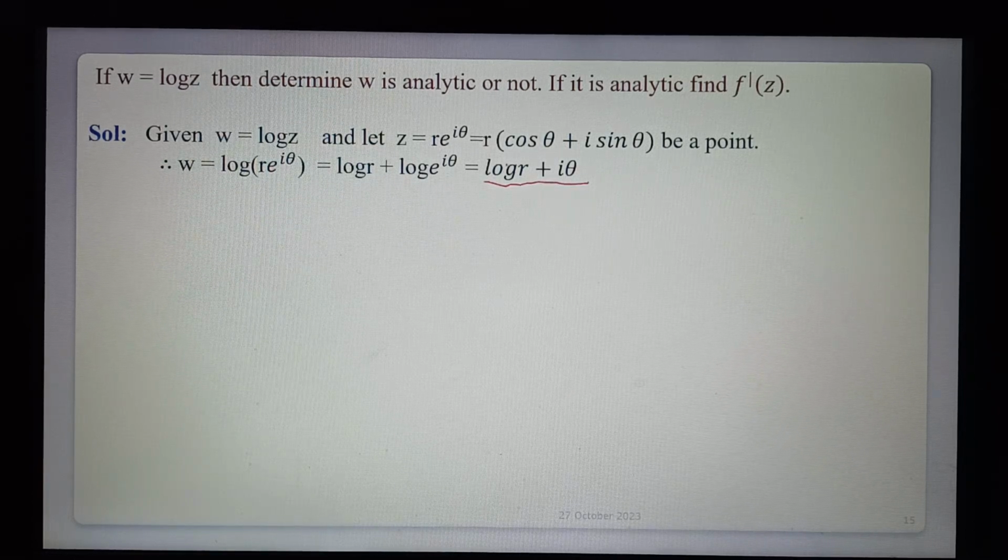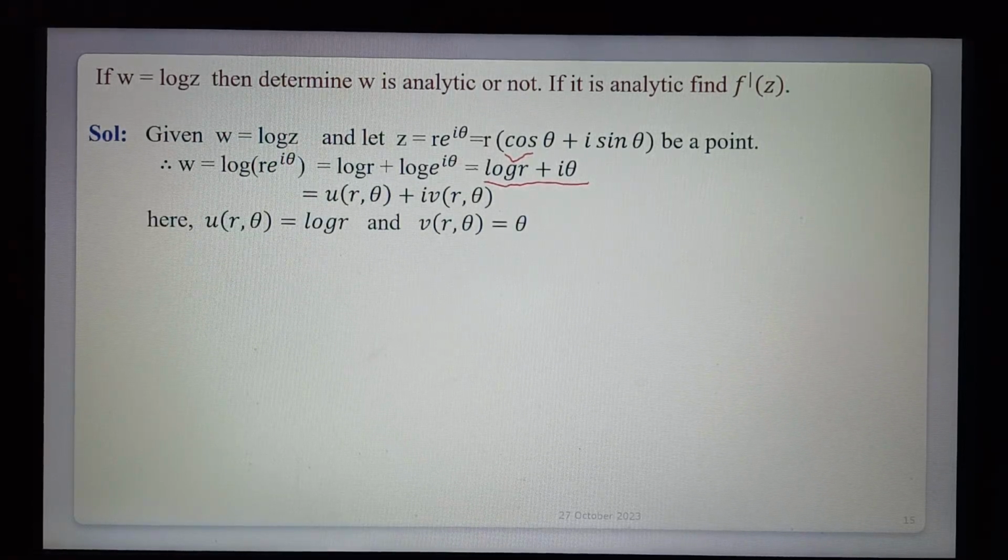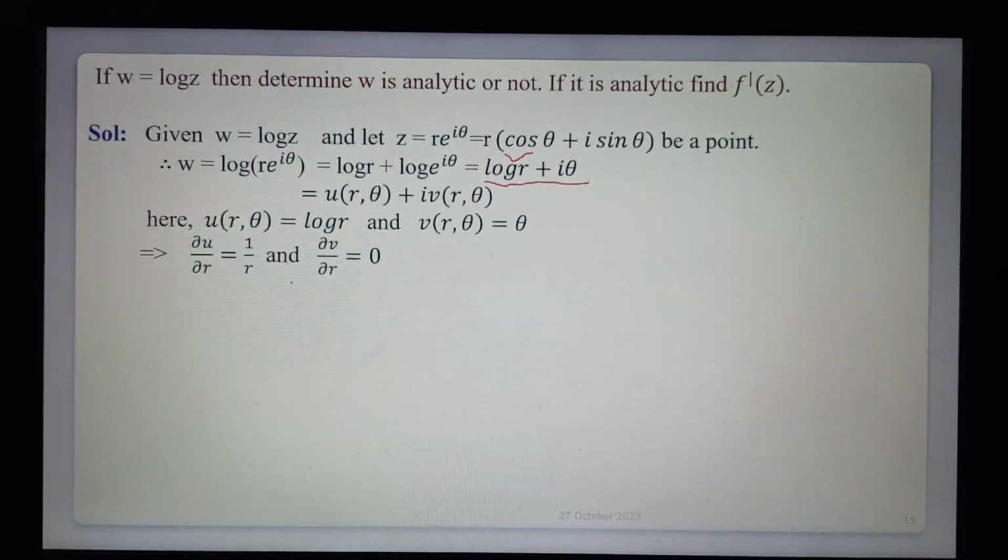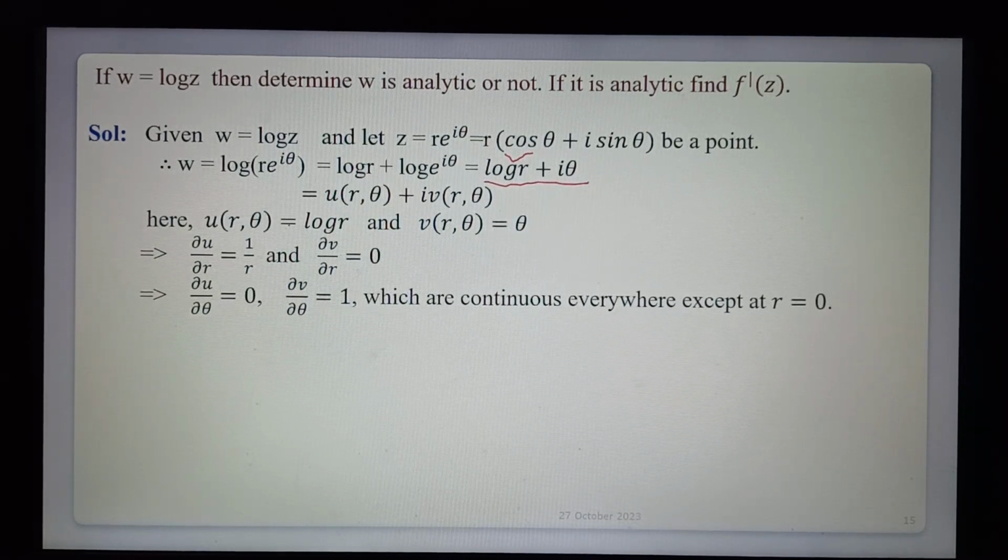In the polar form, this is u plus iv, where u is a function of r comma theta, and v is a function of r comma theta. So u is the real part, log r, and v is the imaginary part, theta. Now finding the partial derivatives with respect to r and theta: dou u by dou r is equal to 1 by r, and dou v by dou r is equal to 0. Dou u by dou theta is equal to 0, and dou v by dou theta is equal to 1.